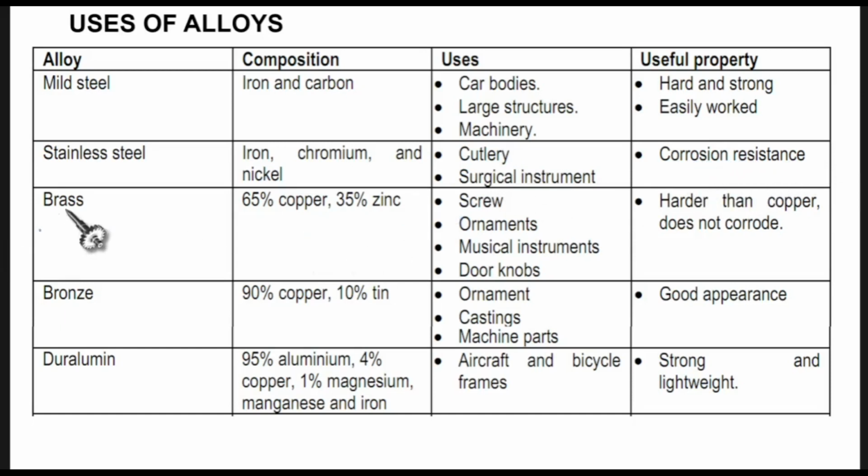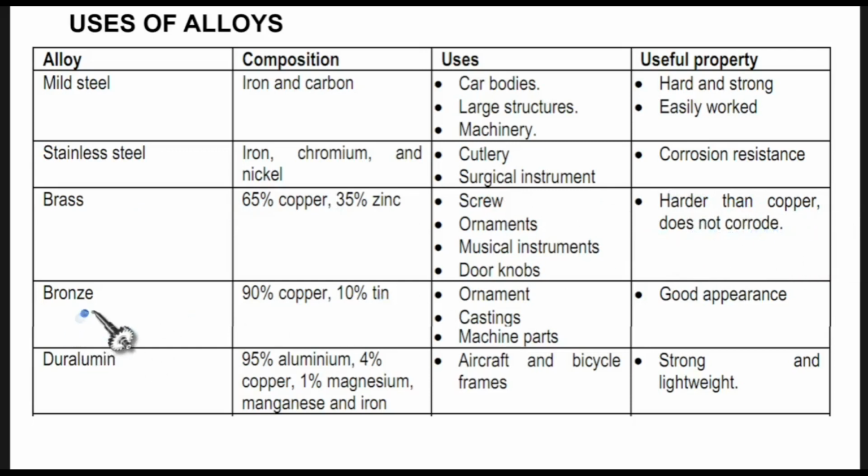All right, so another alloy is brass, and brass is made of 65% copper and 35% zinc. So the base element here is copper, and the alloying element is zinc. Its use is in making screws, ornaments, musical instruments, and also door knobs or handles. And the reason why it is used like this is because of this property: it is harder than copper. So brass is harder than copper and does not corrode.